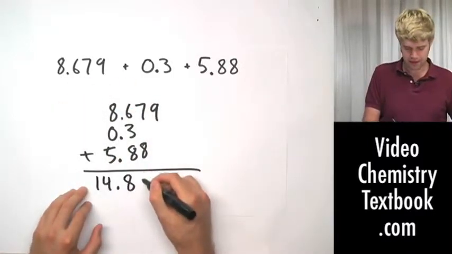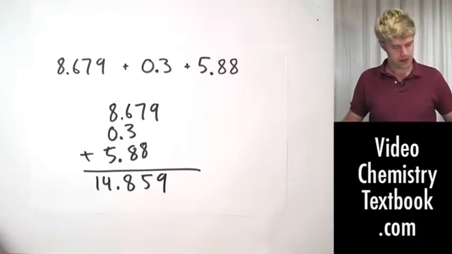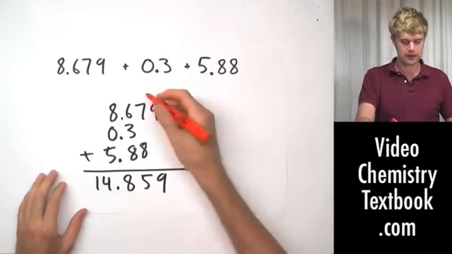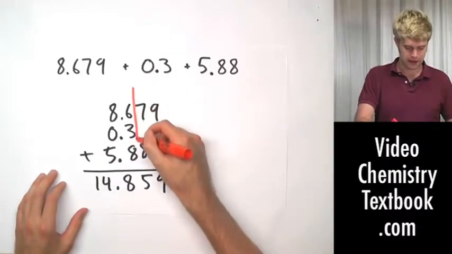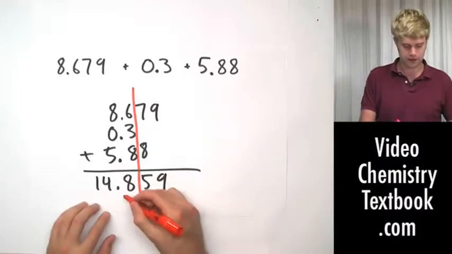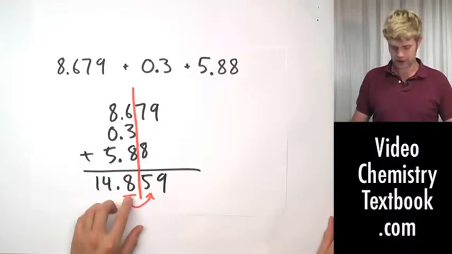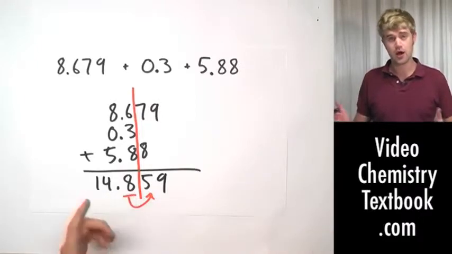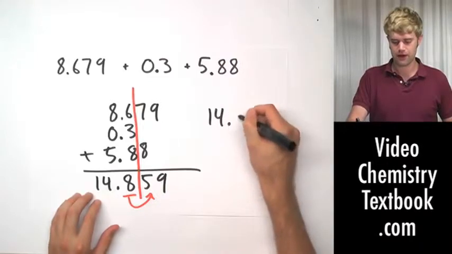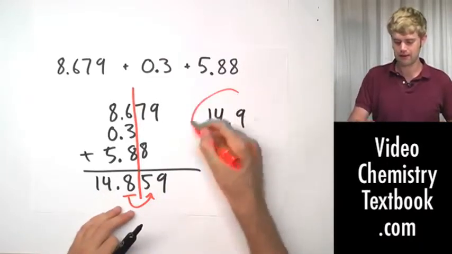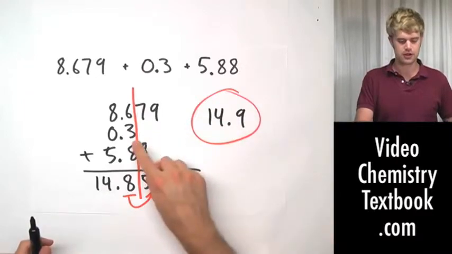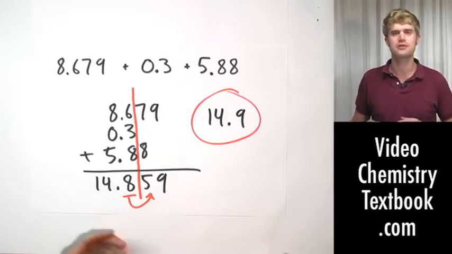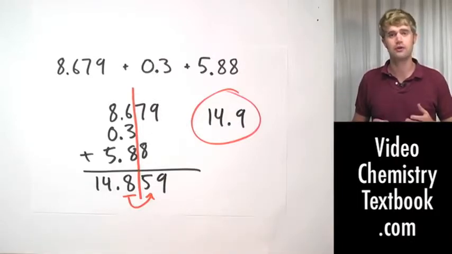When I do this math, here's the answer that I'm going to get. And then I look at the number of decimal places. 0.3 has the least. So my line is going to go just like this, showing me where to round. The 8 is the last decimal place. I look to the right of it. There's a 5, which means that I'm going to round this 8 up to a 9. So the final answer is going to be 14.9, which has 1 decimal place, just like this number here, 0.3, which also had 1 decimal place. So that's how we do addition and subtraction with rounding for significant figures.